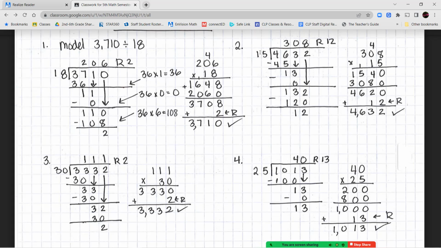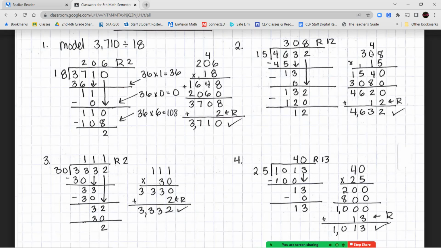Now there's no groups of 15 in the number 13, so I put a 0 up there. 15 times 0 is 0. 13 minus 0 is 13. And then we can work with our next digit. Now I have 132 that I'm working with. So 15 goes into 132 only 8 times. 15 times 8 is 120. I subtract that and I have a remainder of 12.